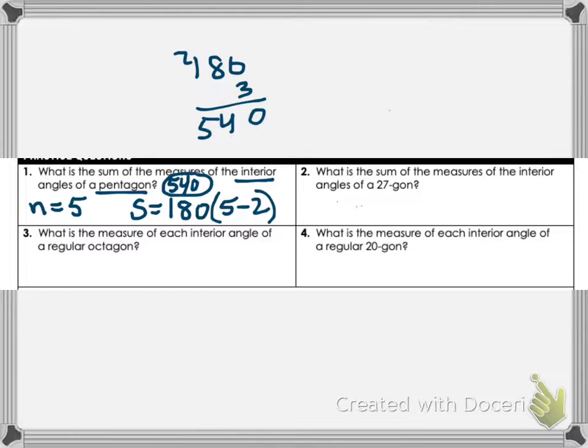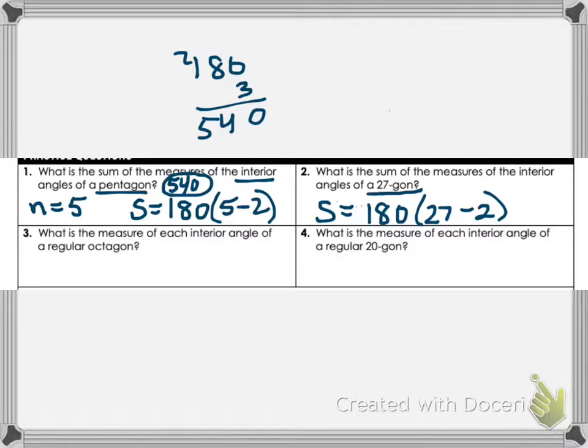Number 2, what's the sum of the measures of the interior angles of a 27gon? So we've got 27 sides, so it's going to be 180 times 27 minus 2. Go ahead and you can finish that calculation.